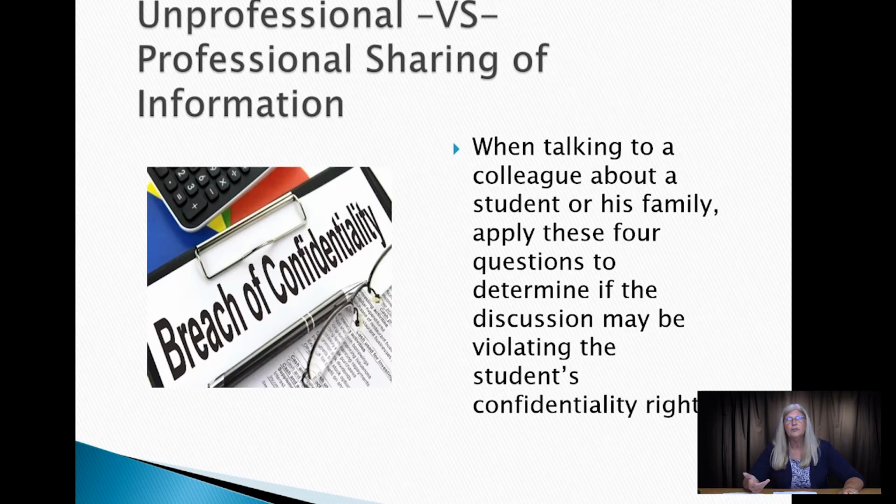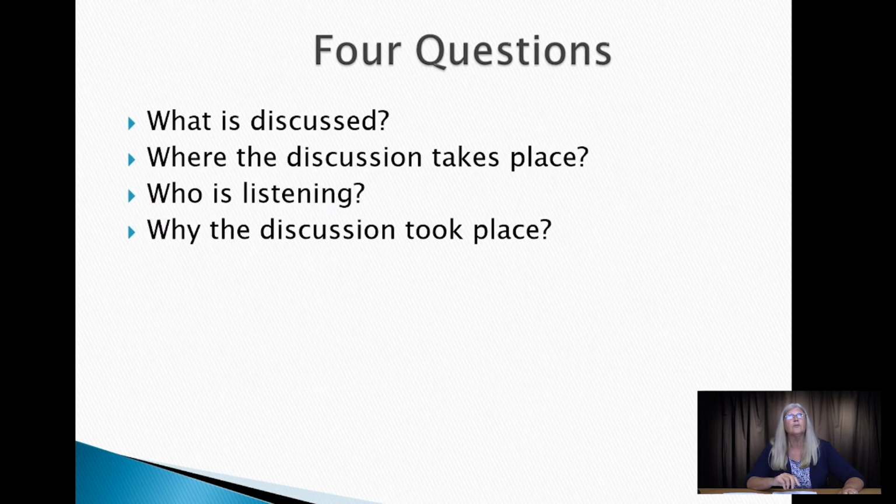Unprofessional versus professional sharing of information. When talking to a colleague or a student or his family, apply these four questions. There are four questions that you must think about prior to answering someone's question to make sure that you're not violating that student's rights. The next slide will tell us those four questions. It's what is discussed, where the discussion takes place, who is listening, and why the discussion took place.